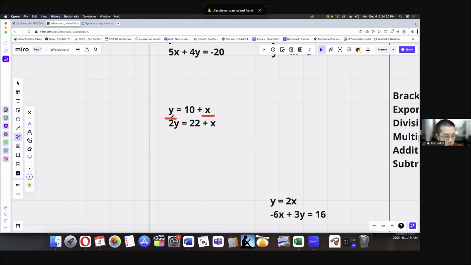Because y equals 10 plus x, and 2 y's is 22 plus x. So if we figured out what x is, then we could plug it into here and find out y, right? And then we can just add another y to this. Yes, I think I get what you're trying to say here.